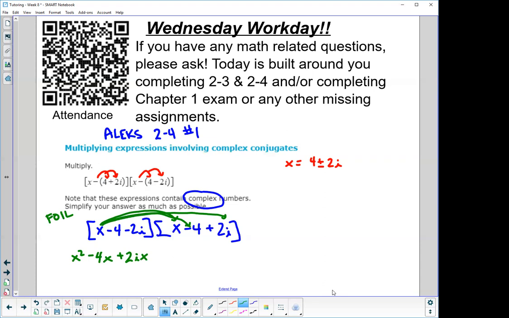Now I go to the next term, and the next term is a negative 4. So I'm going to distribute the negative 4 through. I'll have another negative 4x. A negative 4 times a negative 4 is a positive 16. And I'll also have a negative 4 times a positive 2i, which is negative 8i. And now finally, last term, negative 2i. I distribute through, so I have negative 2ix. Negative 2i times a negative 4 is a positive 8i. And then I have a negative 2i times a positive 2i, which is going to be a negative 4i squared.